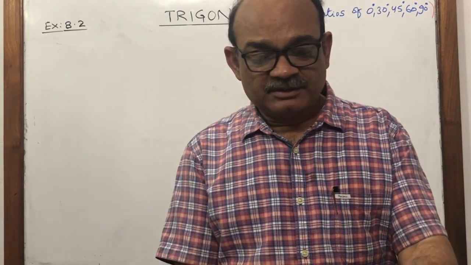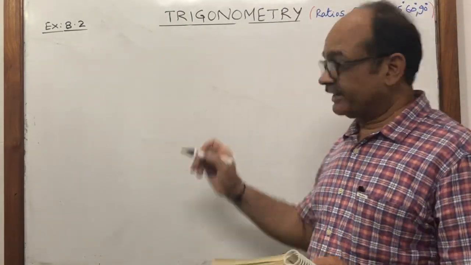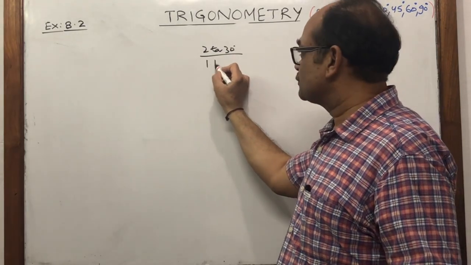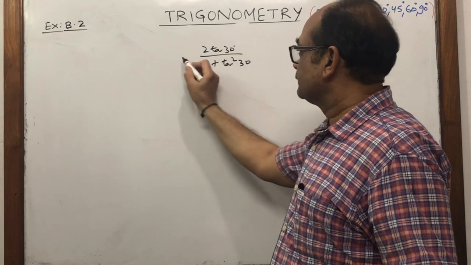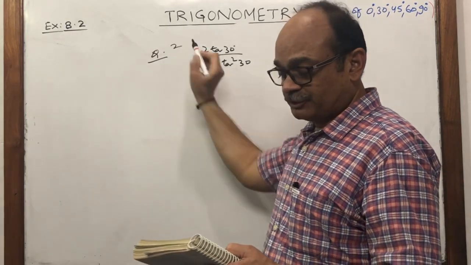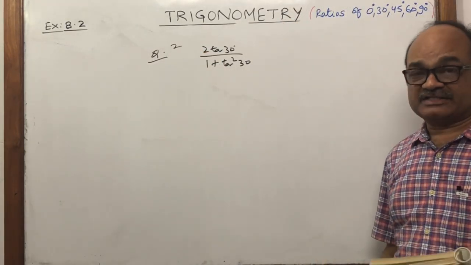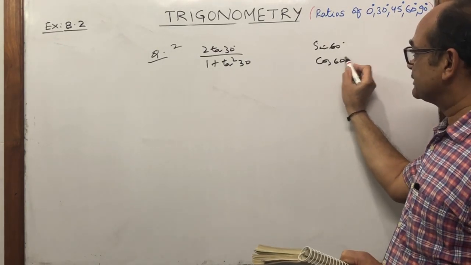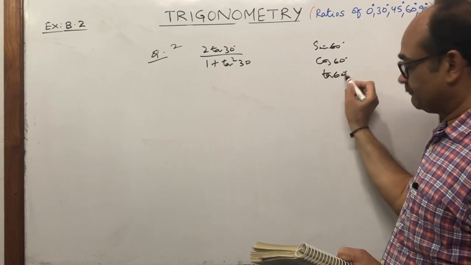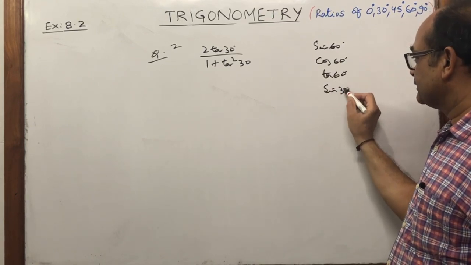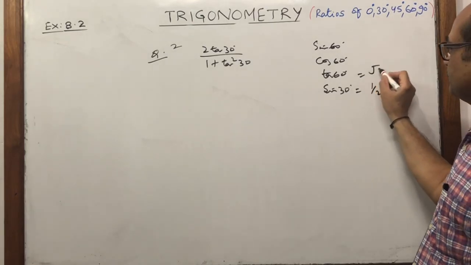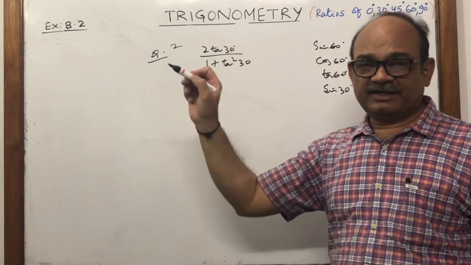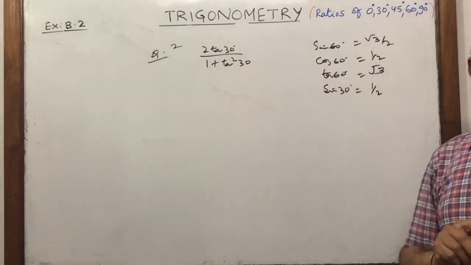Next sum is an objective question. 2 tan 30 divided by 1 plus tan square 30. Question number 2. Which one is correct? 4 options given to you: sin 60, cos 60, tan 60 and sin 30. You know each and every value. So simplify it and see which one is the correct option.